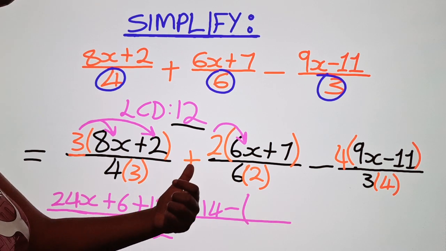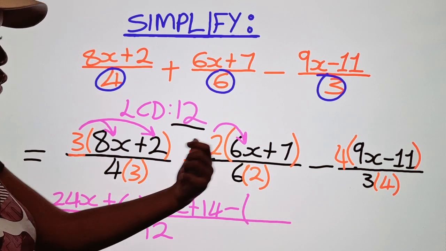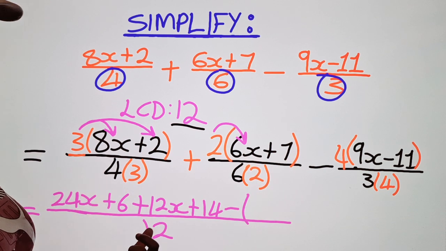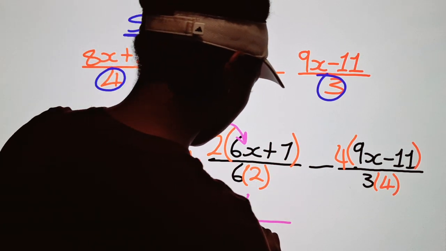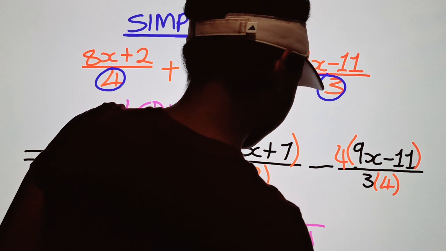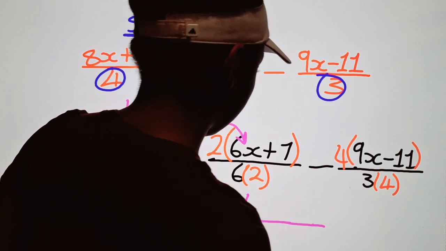This one, if you times it by the numerators, the signs won't change. So that's why I don't need to put brackets. But for a negative sign, I do. The negative sign, I put the brackets.